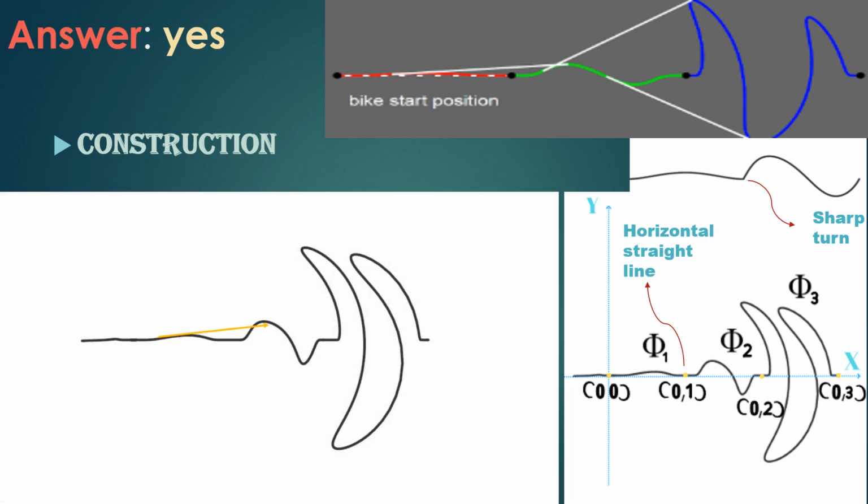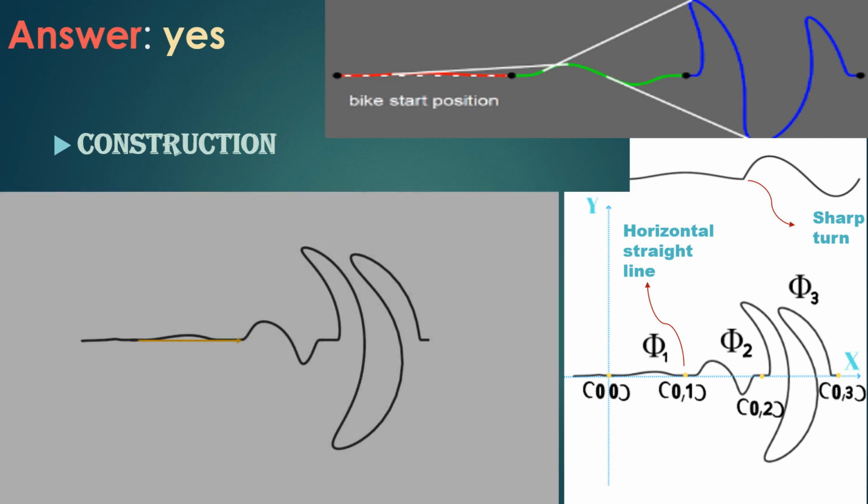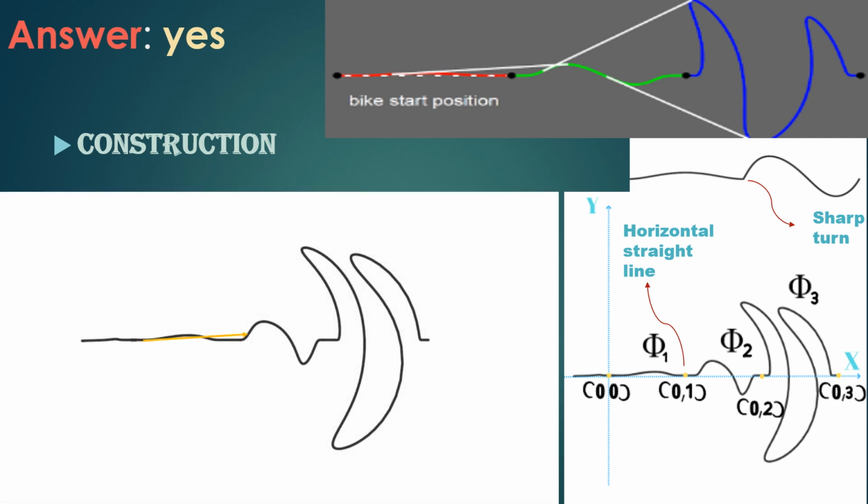So to avoid such problems, we will take the path of the bicycle at this point to be a horizontal straight line. But now, by doing so, we have to ensure that the points where the original curves phi 1, phi 2, phi 4, etc. meet these horizontal straight lines must be differentiable. For that, we have to do some mathematical analysis.